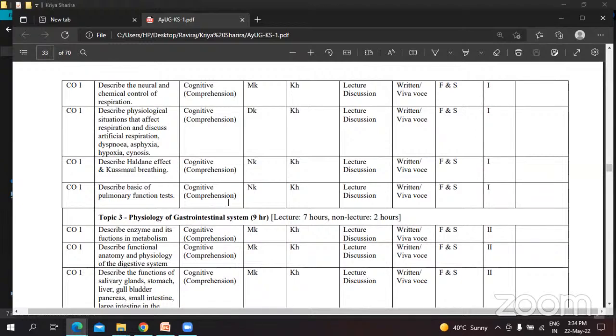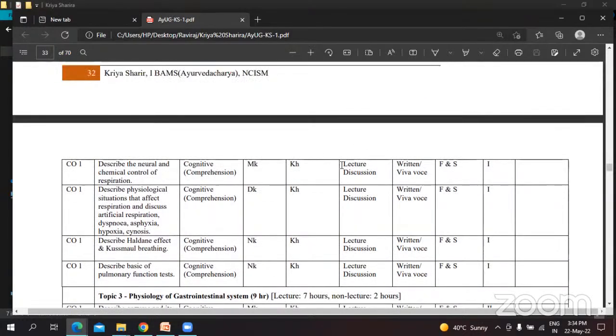So there are various methods with which we will be doing this. You can see here that the word written here is a lecture, then there is a discussion, right? So what we will be doing, we will be dividing you into groups. For example, you are a batch of 40 students, so maybe we will divide you into 4 groups, and we will ask you to discuss some concept. For example, chemical control of respiration, right?